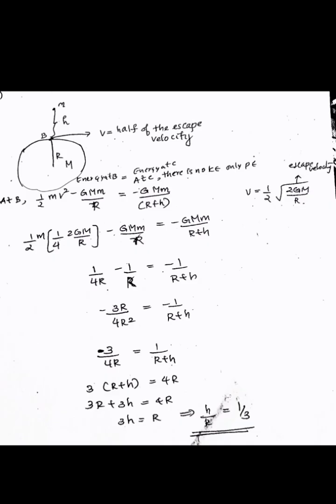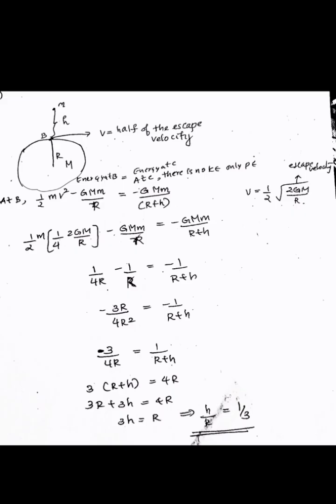The next question is, a particle thrown with the speed v from the Earth's surface attains a maximum height h. If v is half the escape velocity and r denotes the radius of Earth, then h by r is dash. So here r is the radius of Earth and M is the mass of the Earth, and a particle of mass m and velocity v is thrown from Earth's surface.